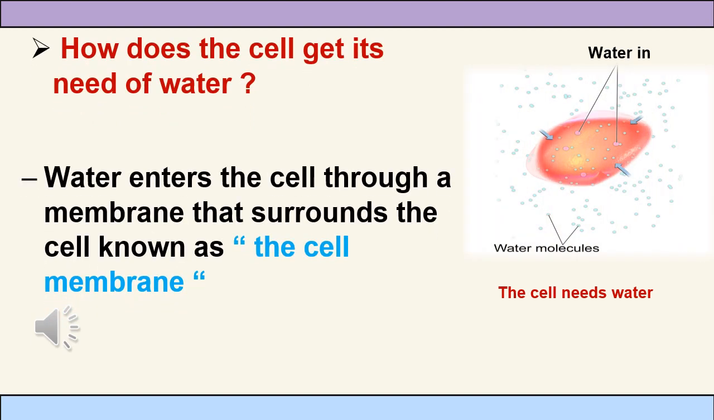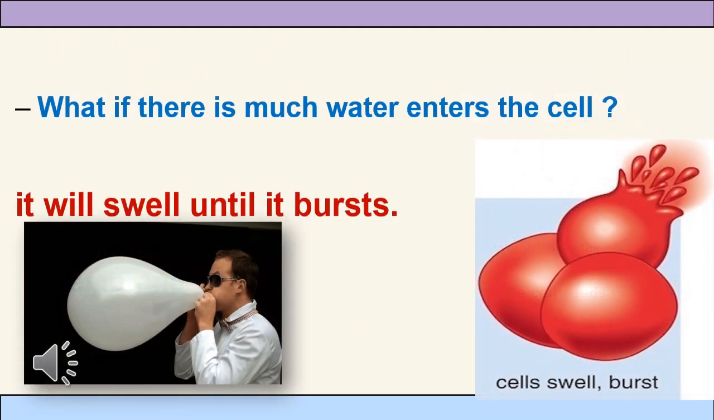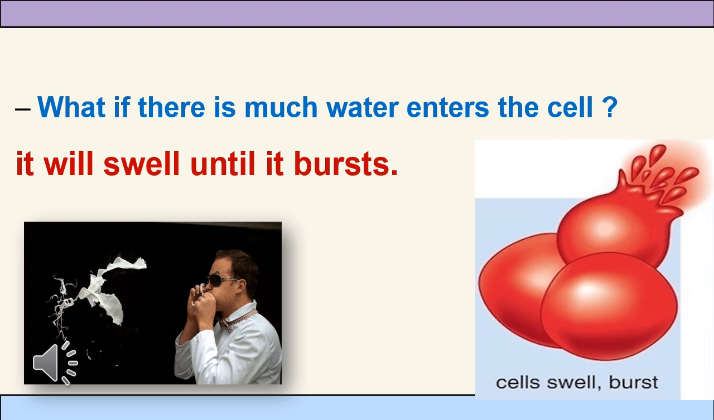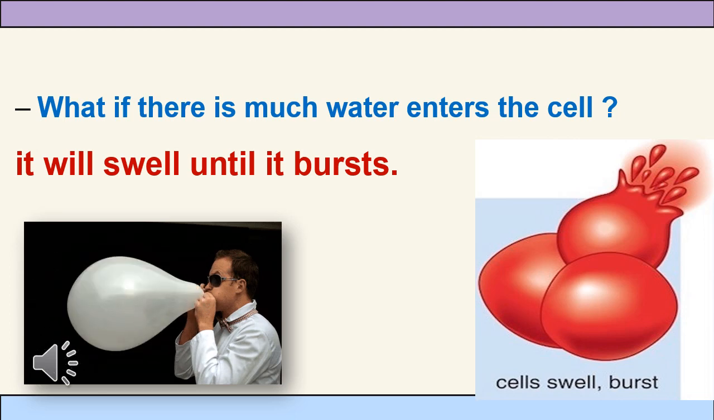As we said before, each cell needs water to grow. But how does the cell get its need of water? Water enters the cell through the membrane that surrounds the cell, known as the cell membrane. What if too much water enters the cell? It will swell until it bursts.